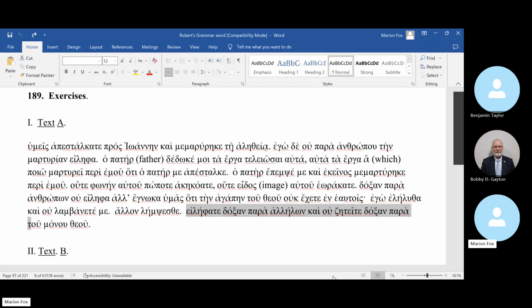Coming back here. Add there if you would. Elabete doxan para allelon kai ou zeteite doxan para tou monou theou. Y'all have taken glory from one another, and y'all do not seek glory from God alone. Okay. Or from the only God. Okay. The only true God, the only God. God alone. Okay. That's okay too.